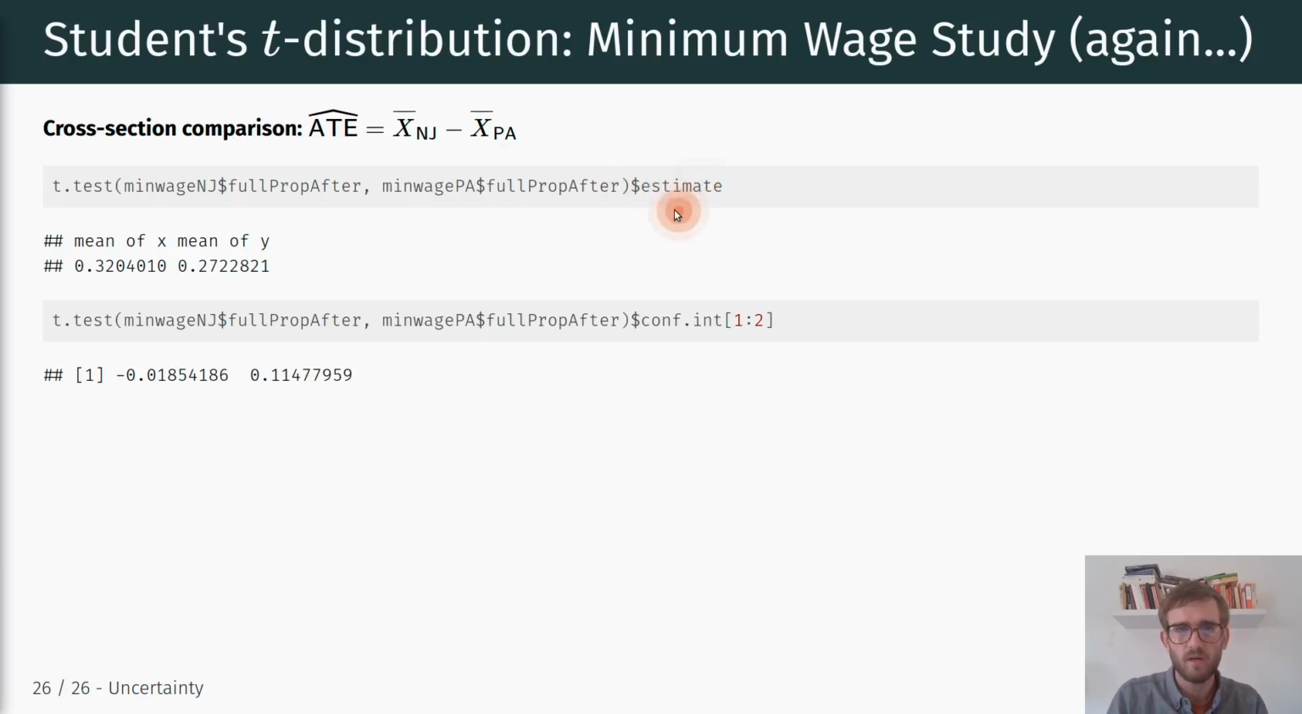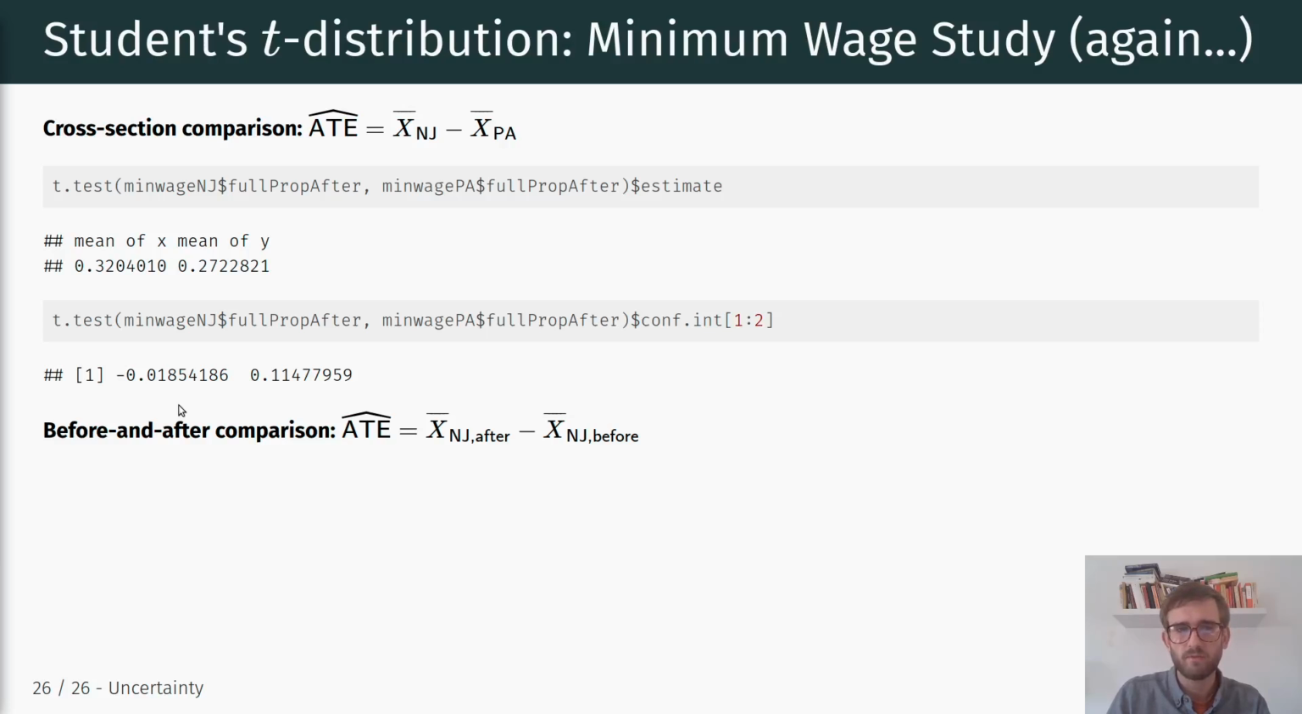The estimate object itself just gives you the averages in both groups, and you can also look at the confidence interval directly, which is basically a shortcut to directly compute the confidence intervals for this difference using the t distribution rather than the normal distribution, with of course appropriate degrees of freedom given those sample sizes. Okay. And you can compare these confidence intervals now to the confidence intervals that we computed previously, which are of course a little bit wider than the ones that we computed by hand previously.